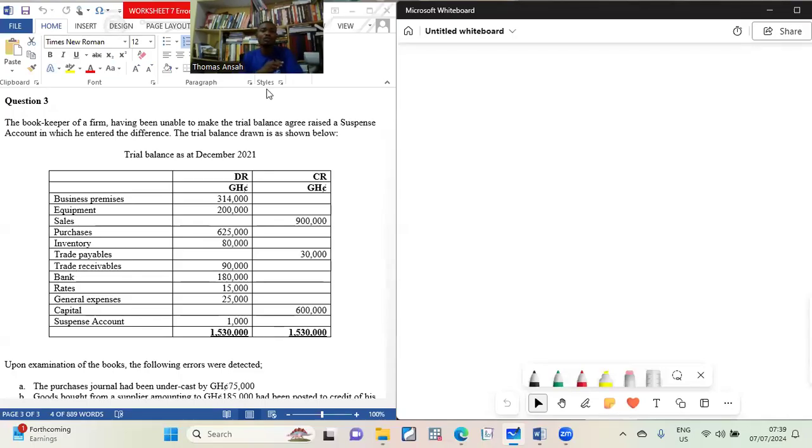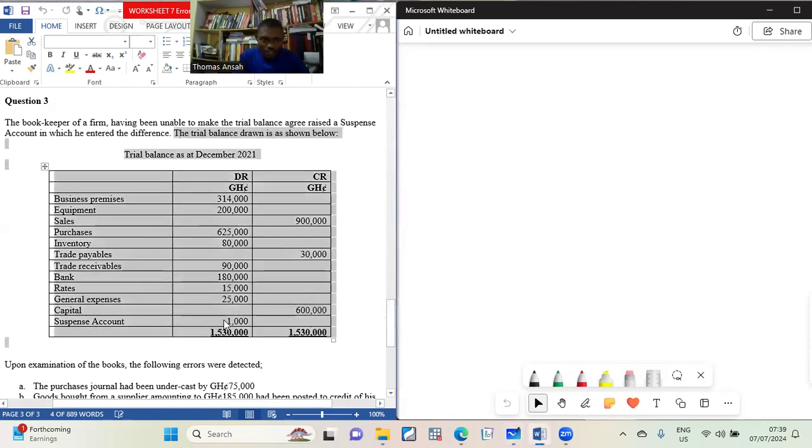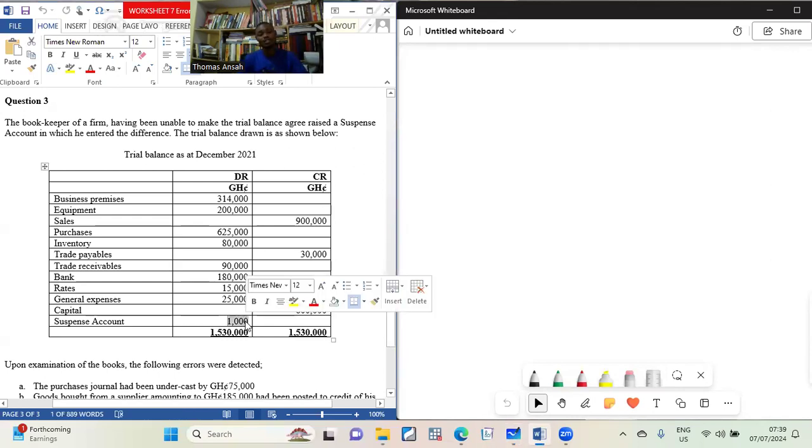All right, so you are welcome to the last tutorial set question on errors, and this is tutorial set question 3, and this will be part 4 of the errors video. Now, this one takes a little difference because here you see that the bookkeeper of the firm has given you the trial balance already, and you see the suspense here at the debit side, so you see it clearly.